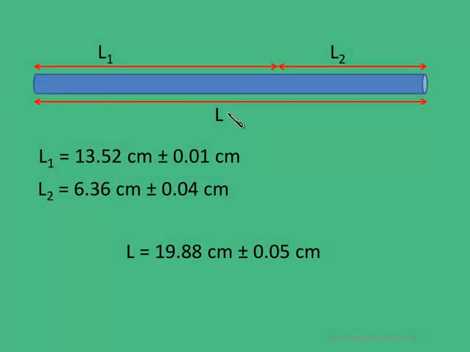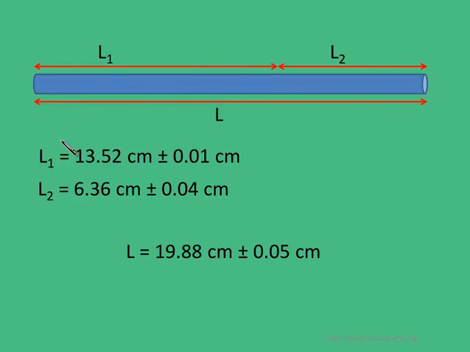Let's say we have a tube and we want to measure its length, but we are unable for some reason to measure the length in one step. So let's say someone measures this length here, and then someone else measures from here to here. The idea being that we're going to add these two lengths to determine the length of the tube.